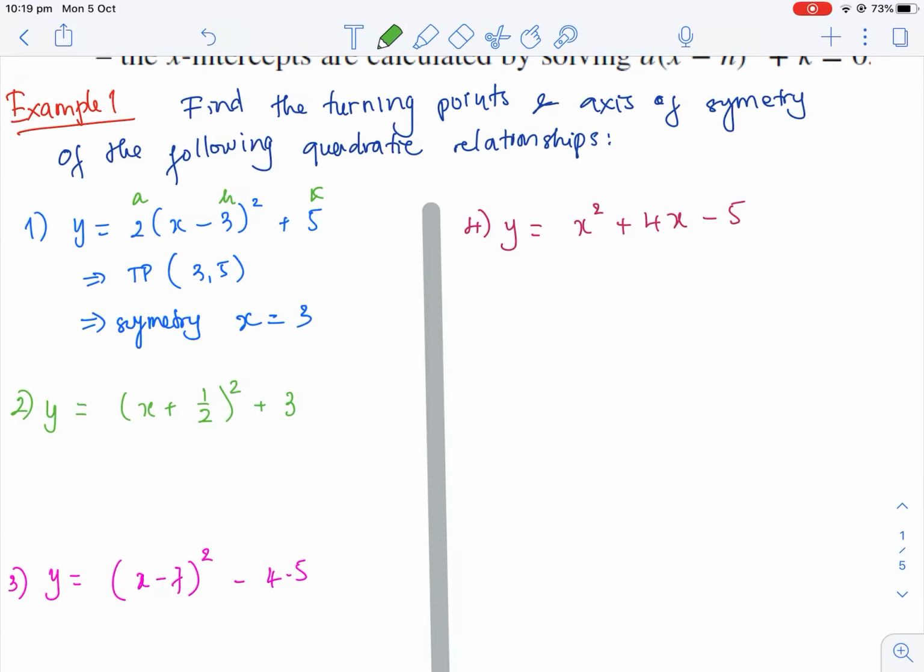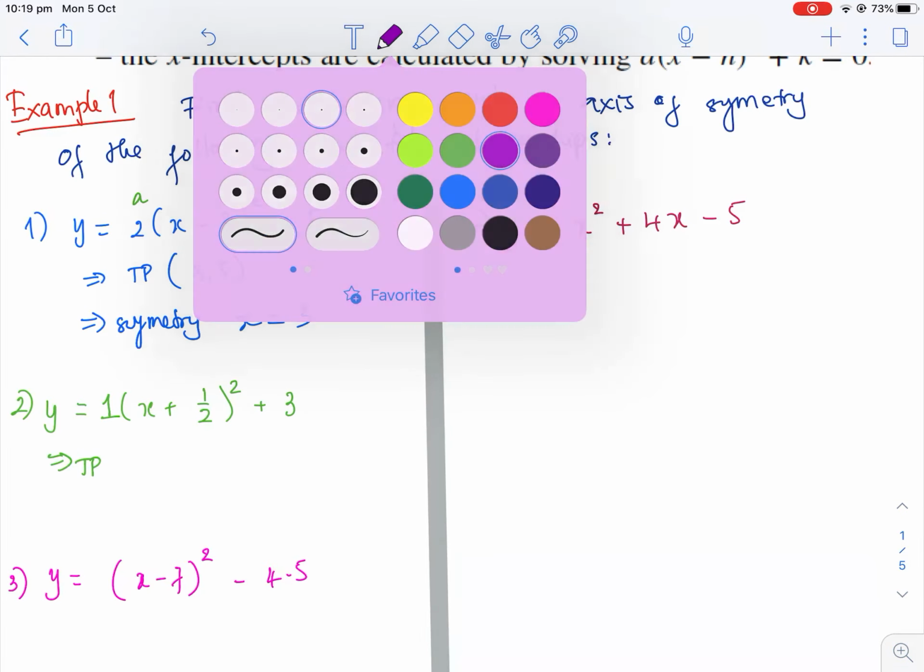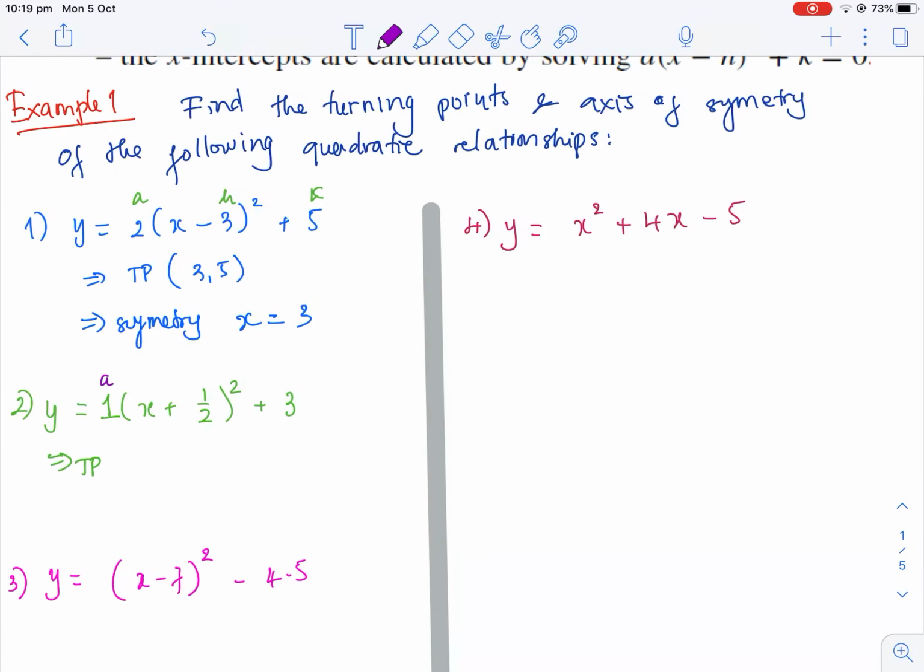Y equals 1, (x plus 1/2) squared plus 3. So what is the turning point? This one is a equals 1, x plus 1/2. It means x take away negative 1/2.